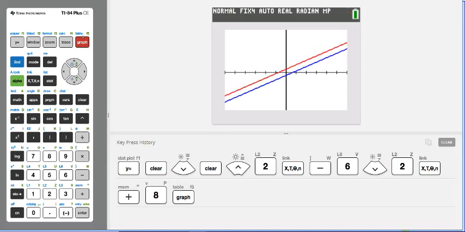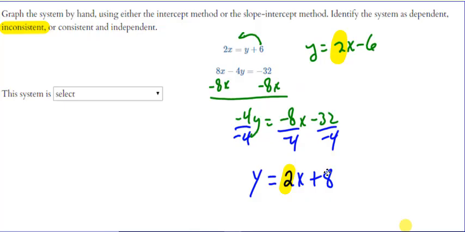Okay. And I can tell that they are parallel. I identified that they had the same slope. Okay. So that verifies that this one is inconsistent. Now, let's look at another one.